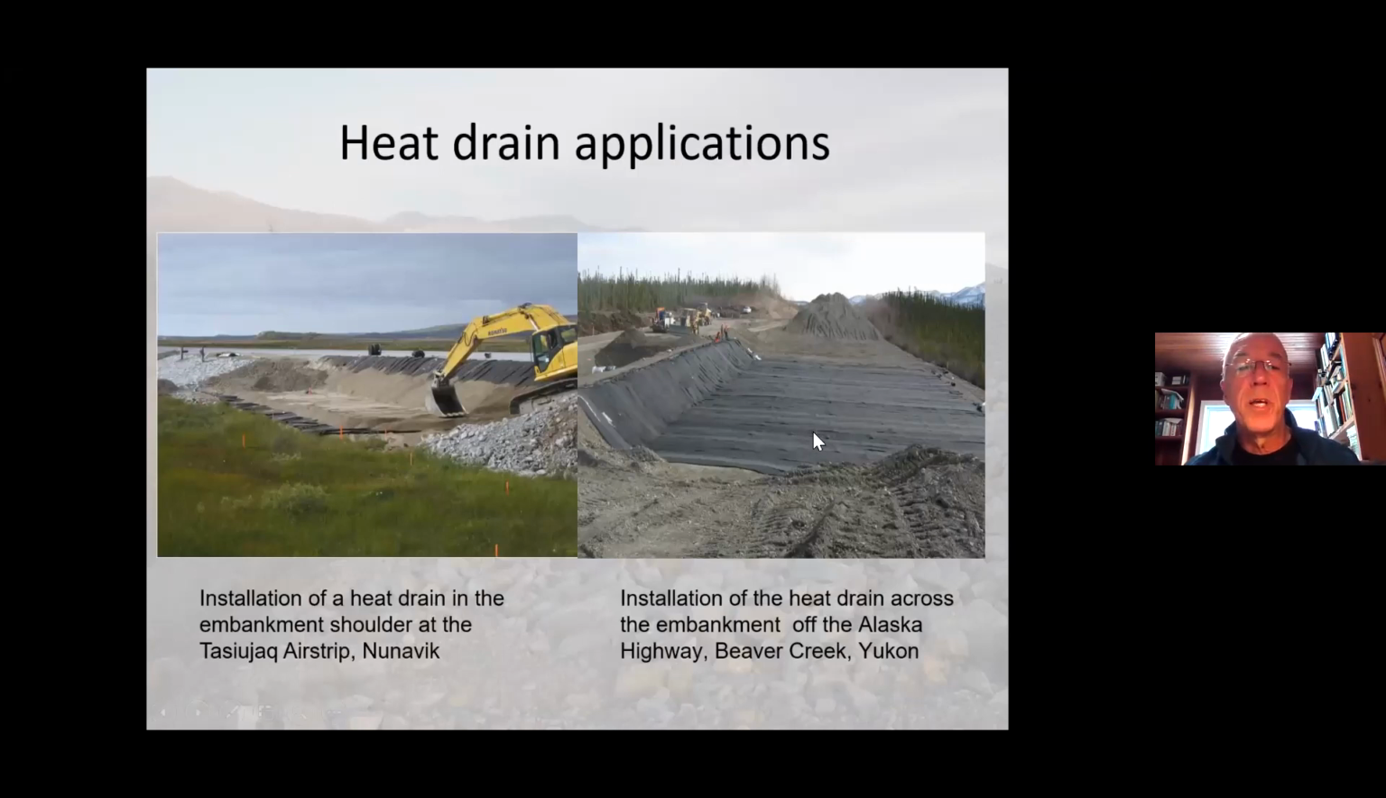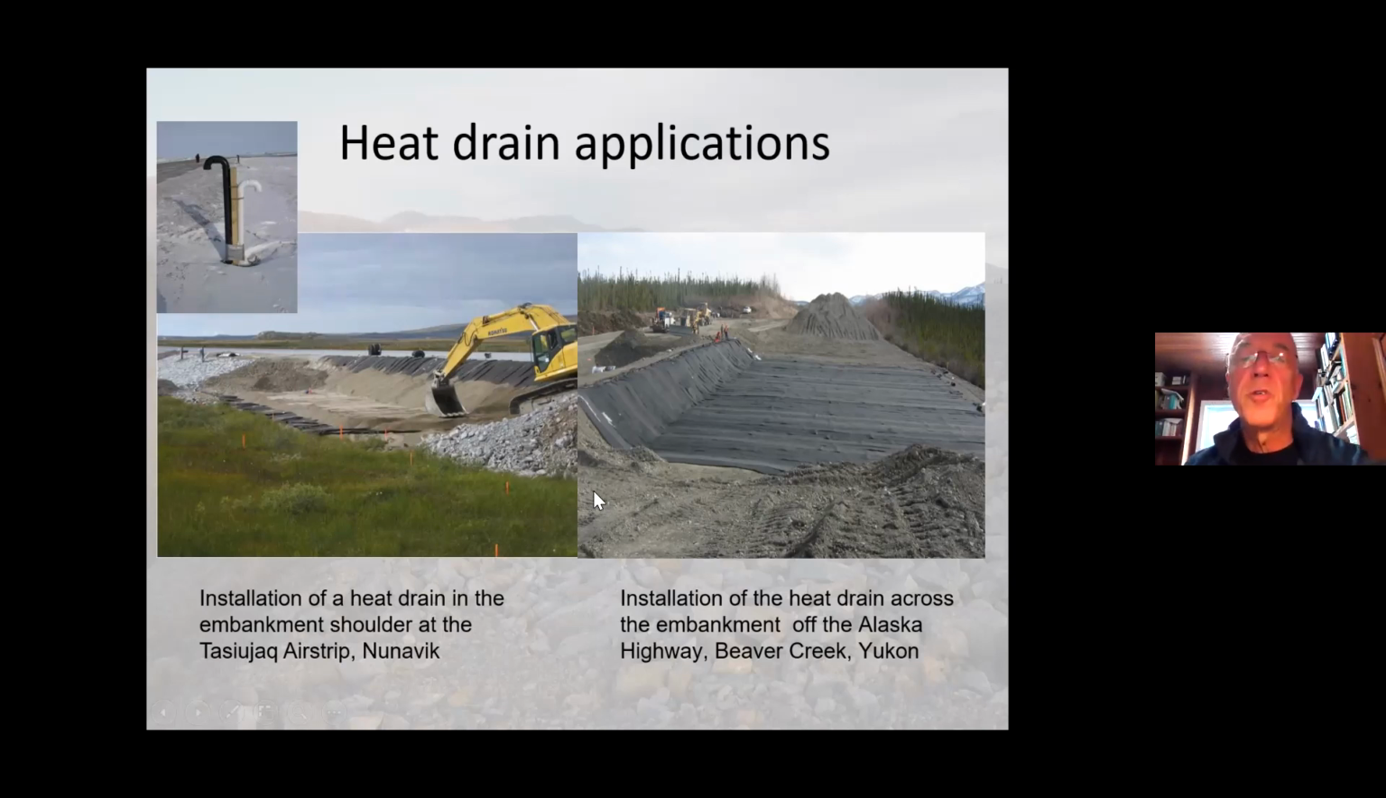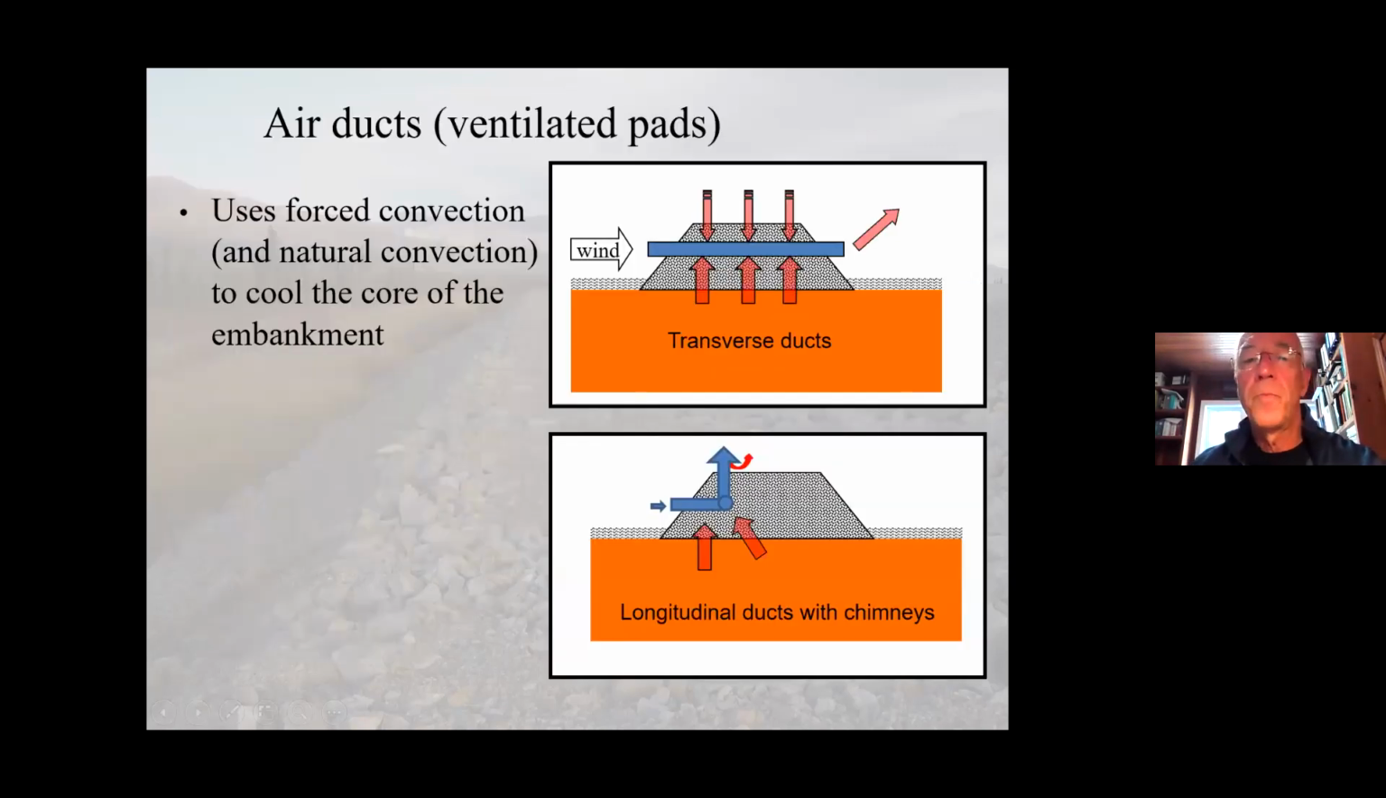An example of application of the heat drain at the Tasiak airstrip and at the Beaver Creek test site in the Yukon. That's a full width application. This is applied in the shoulder. And in order to have the system work, you need a chimney to let the air in the system and the air out of the system at the top. So it actually generates an air circulation in the shoulder, cooling the shoulder.